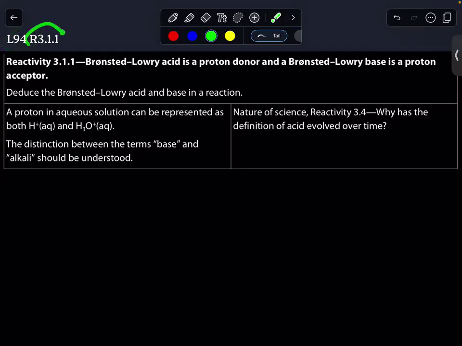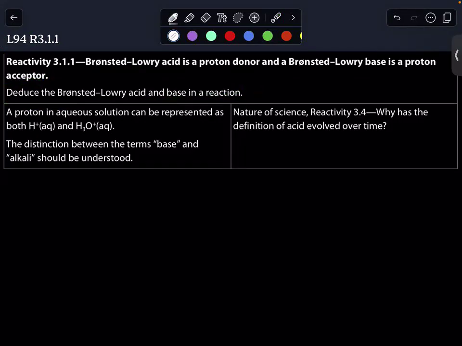Today, we're going over reactivity 3.1.1. We will discuss Bronsted-Lowry acids, how they are proton donors, and how Bronsted-Lowry bases are proton acceptors. We will deduce the Bronsted-Lowry acid and base in a reaction. So with that said, let's just go over the general definition of Bronsted-Lowry acids and bases.